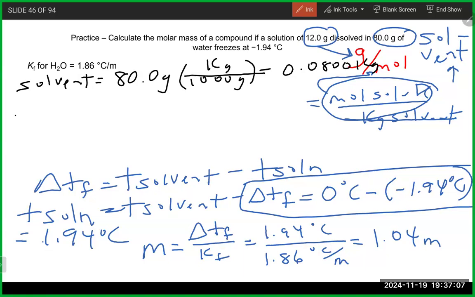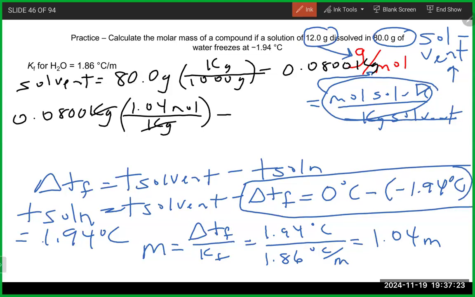So if we take our 0.08 kilograms of solvent and we multiply it by the molality we just calculated, which is 1.04 moles per kilogram of solvent, the kilograms will cancel each other out. Again, that is what the little m stands for, moles per kilogram. So if we take that times 0.08, that's going to get us 0.0834 moles. That again is the bottom part of what we need.